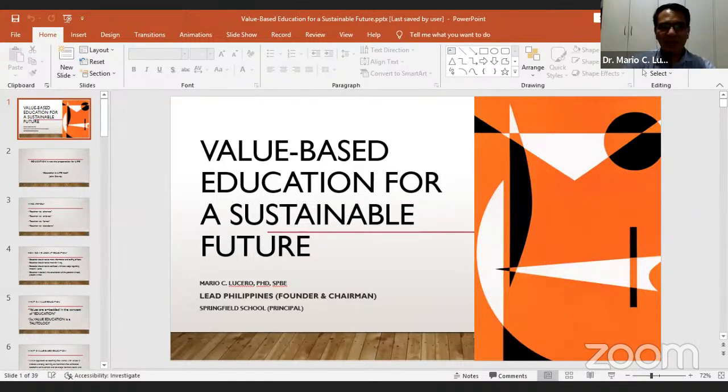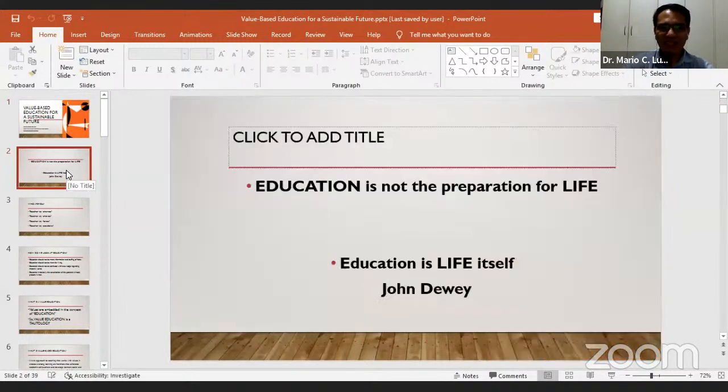My topic is values-based education for a sustainable future. I think that education is not the preparation for life. According to John Dewey, education is life itself. So we give meaning to education. Education is a journey. We do not prepare our students for life, because education is life. In school, there is life. In the teaching and learning process, there is life.